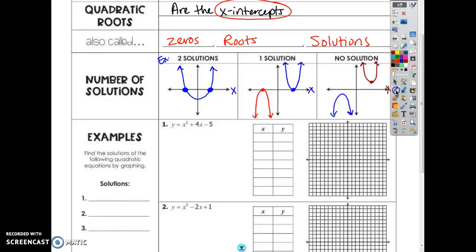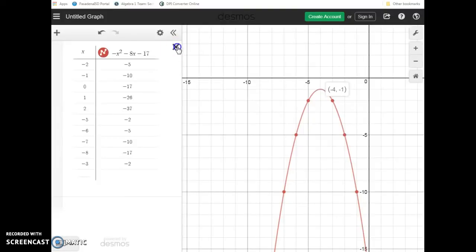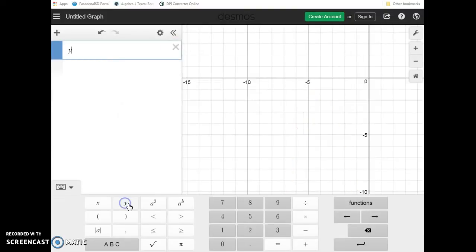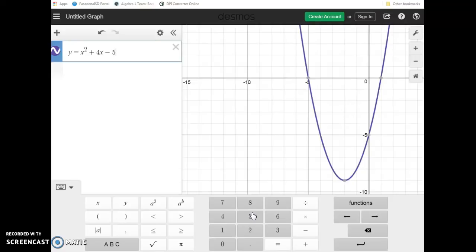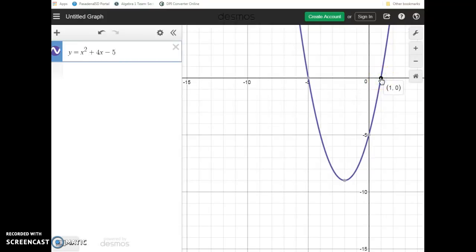So what I want you to do is I want you to put this in Desmos. I want you to get me the table, the graph, and tell me the solutions. So what are the x-intercepts? Where did they cross? So let's go put that in Desmos. X squared plus 4x minus 5. Y equals x squared plus 4x minus 5. How many solutions? 2. And you can touch them right there and right there. Okay?